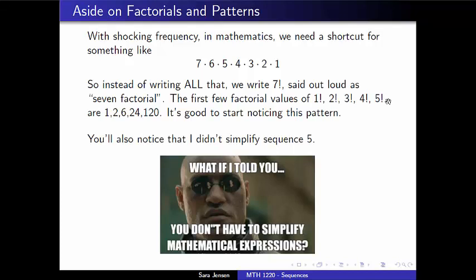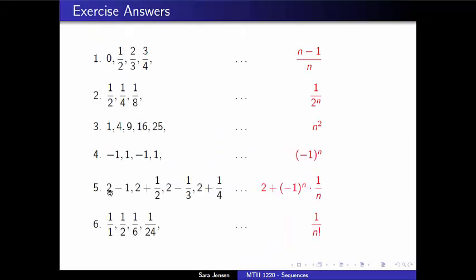In that example 6, I simplified all the arithmetic: 2, 6, 24. The pattern would have been a lot easier to see if I had written it as 1, 2 times 1, 3 times 2 times 1, 4 times 3 times 2 times 1. That pattern would have been easier for me to see. You'll also notice that in sequence 5 on the previous slide, I could have just done this subtraction, 2 minus 1, and written 1 here. I could have done this addition, 2 minus a third. I could have done all of that simplifying, but it wouldn't have actually made the pattern easier to see.